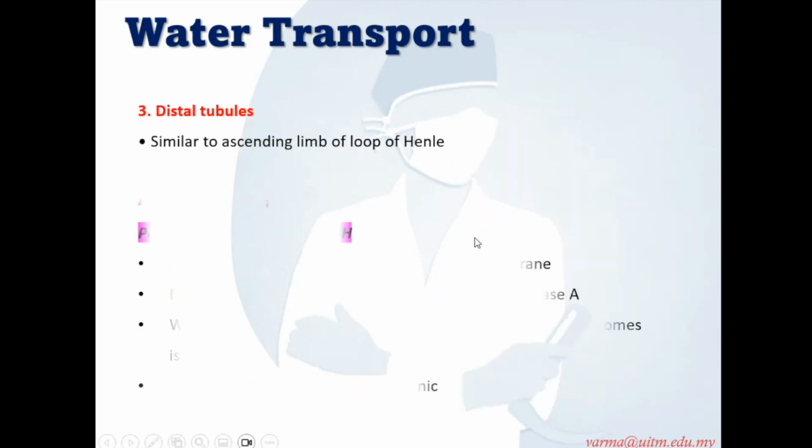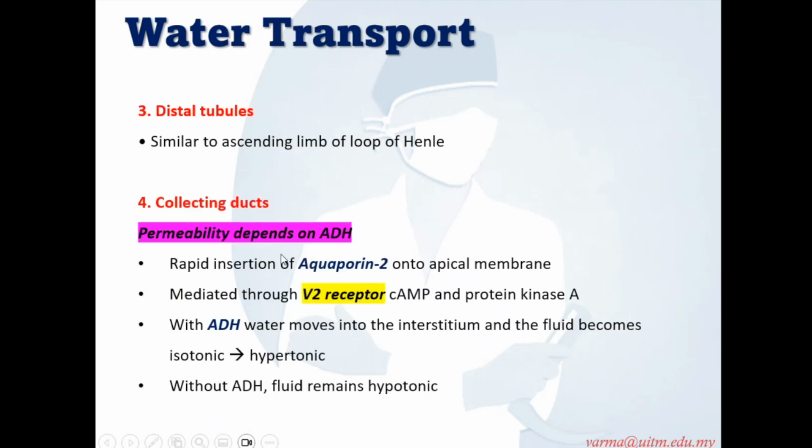Then we talk about the collecting ducts. The collecting duct permeability depends on ADH. What does ADH do? It causes rapid insertion of aquaporin into the apical membrane. It means it just inserts more aquaporin channels, so more water can get reabsorbed. How does this aquaporin channel work? It works via the V2 receptor.